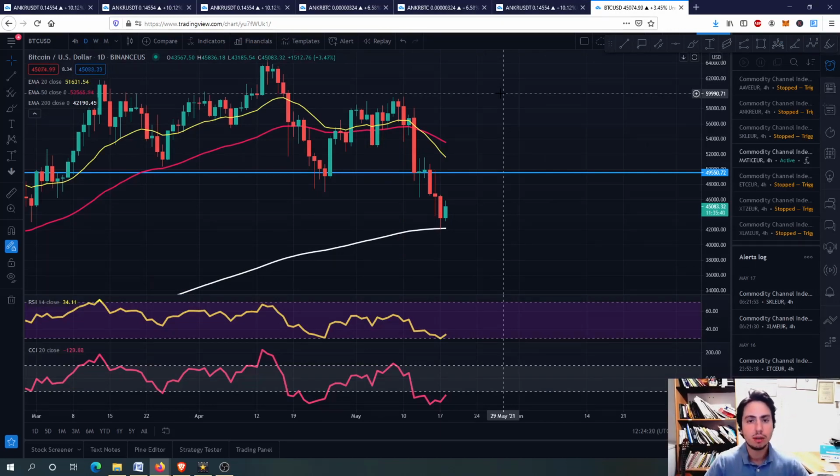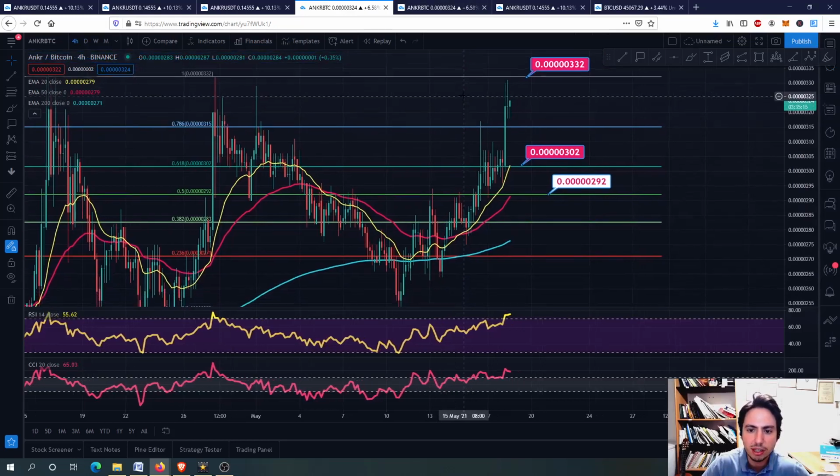Some people were assuming that XRP would just correct even more. No, they didn't see the chart against Bitcoin. XRP was outperforming Bitcoin. Some people were also saying that Matic will go down. No, they didn't see the chart against Bitcoin, and so on for many other altcoins. So Ankr against Bitcoin is looking good, guys.